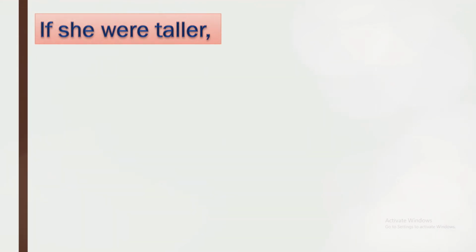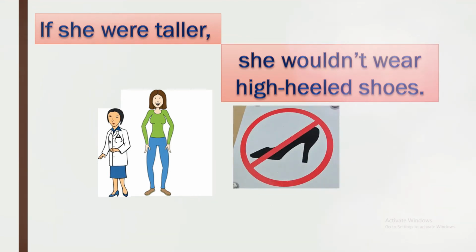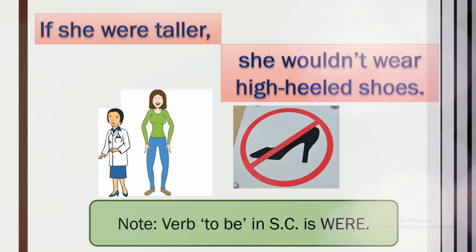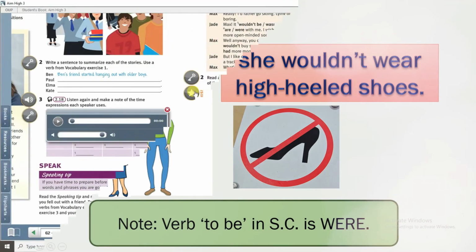If she were taller, she wouldn't wear high-heeled shoes. Look at this sentence. If she were taller, she wouldn't wear high-heeled shoes. Again, the verb in the second conditional is wear with singular or plural. Here I have she, I used wear. And if I have you or we or they, again I will use wear.